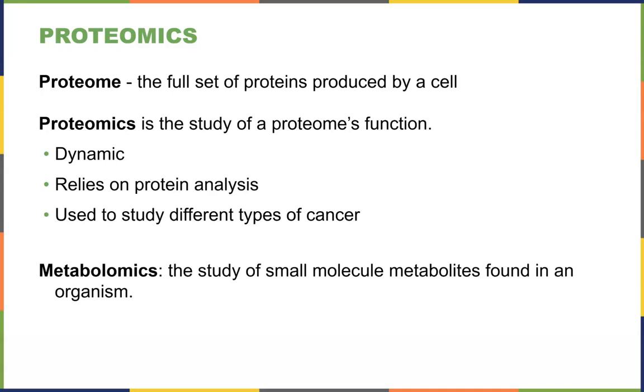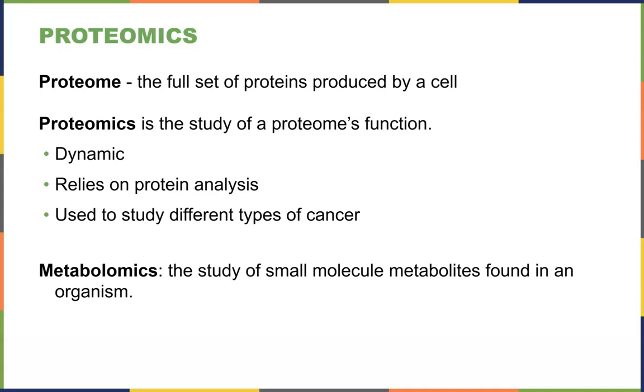So it's super dynamic because it's just looking at particular cells and not a whole organism. It relies a lot on protein analysis, and is used to study mostly different types of cancer. So cancer produces certain types of proteins, and it usually overproduces those proteins. And so being able to determine and find these different protein signatures in a person's body would be super helpful in detecting cancer, especially cancers that are really difficult to detect.